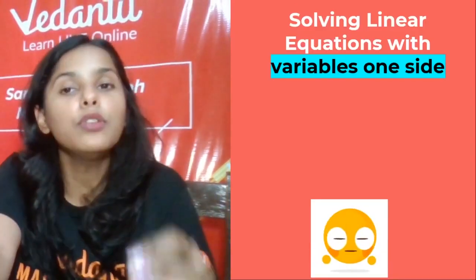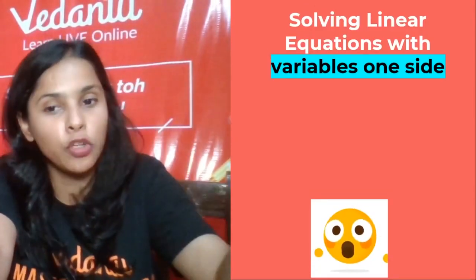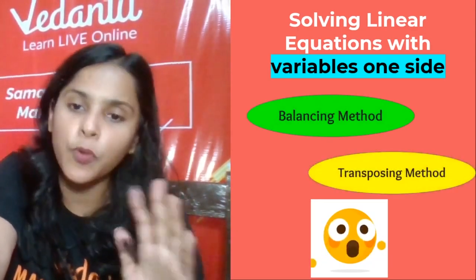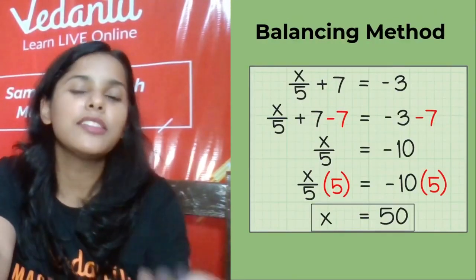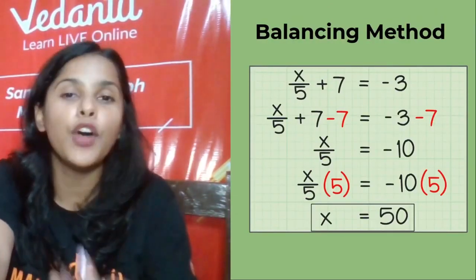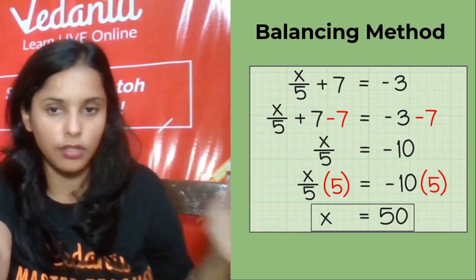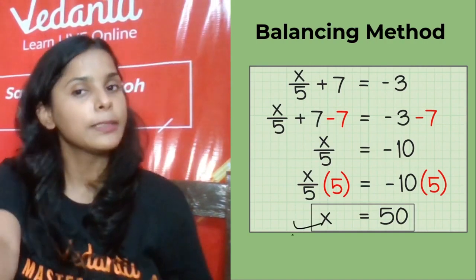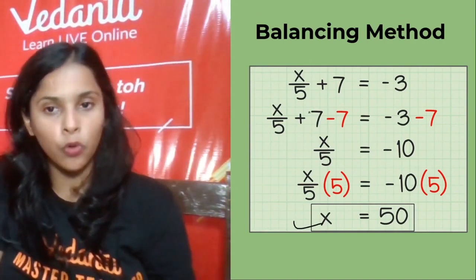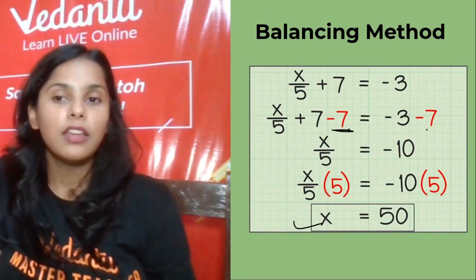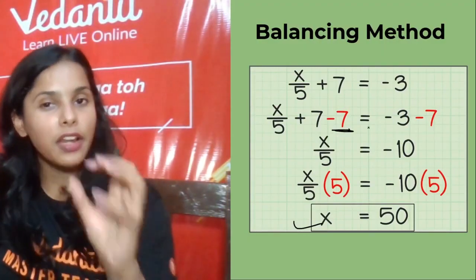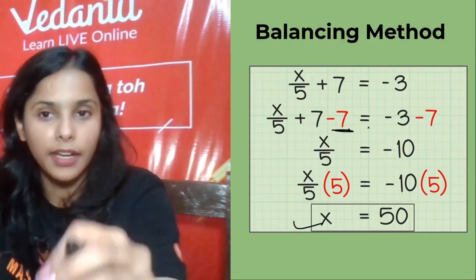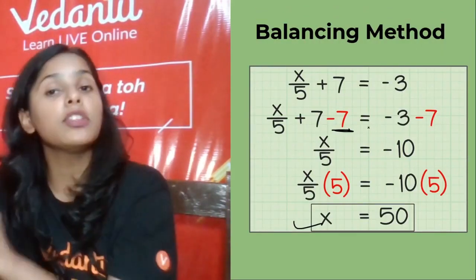Simple. Now how to solve a linear equation with variable on one side? First by the balancing method, and second is the transposing method. Balancing method means just adding or subtracting whatever you need to balance the equation. So by balancing you can find out the value of x. First thing, always remember in balancing, whatever you add or subtract on one side, you have to do it on the other side also.